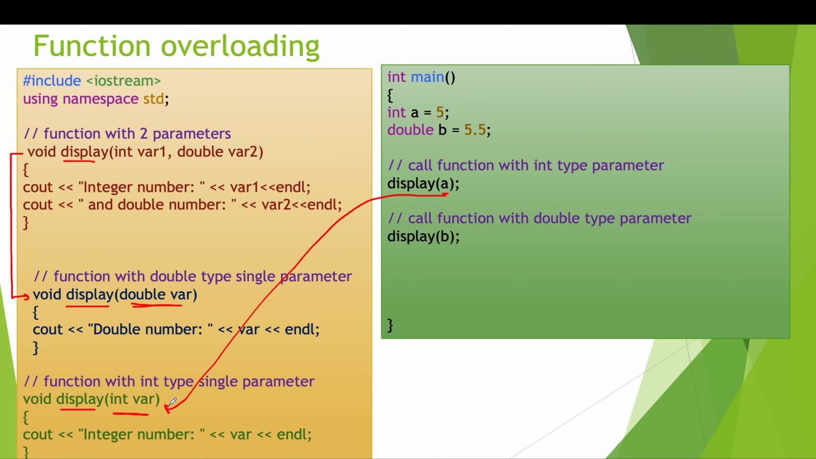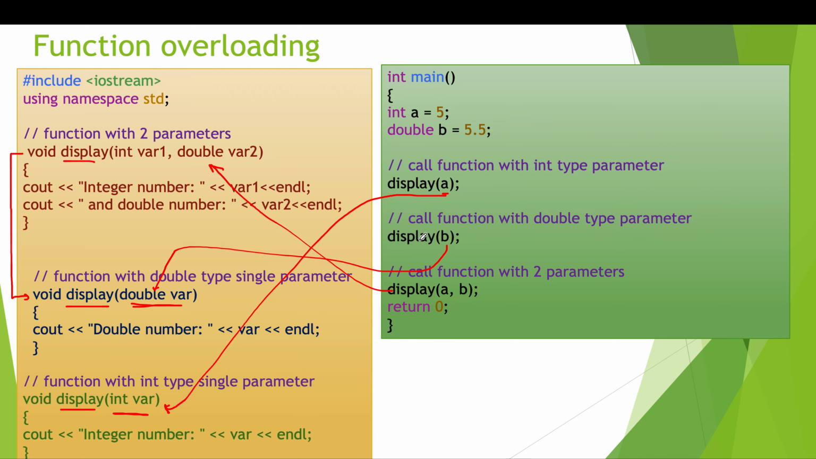Next function call would be display b. So b is a double variable. With this, what will happen? This function will be called. And the last call is display a comma b, with one integer variable and one double variable. So the first function is going to be called. This is how the call will be made, and this will be decided during compilation.